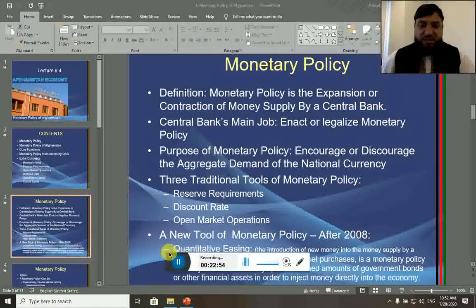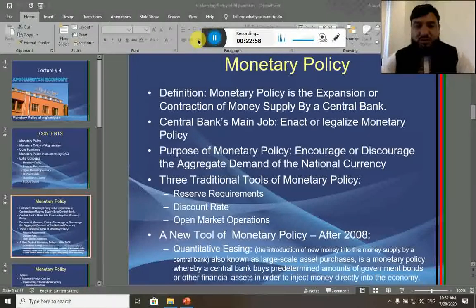Now let's talk about the other monetary policy tool, the new one, which is called quantitative easing. This is the introduction of new money into the money supply by the central bank, also known as large-scale asset purchase. It's a monetary policy whereby a central bank buys predetermined amounts of government bonds or other financial assets in order to inject money directly into the economy. So here, quantitative easing is basically the purchase of long-term assets by the central bank from the market in order to inject in or inject out the local currency to the market.